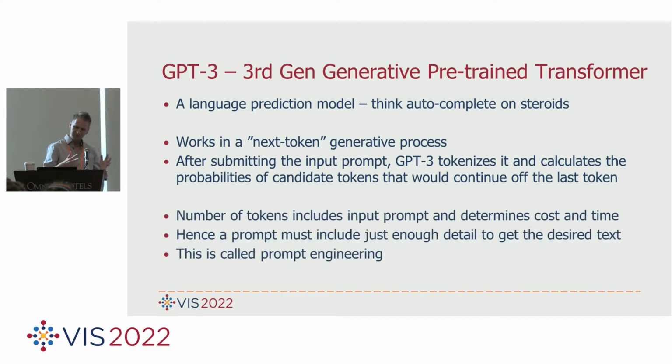The number of tokens that are allowed with GPT-3 covers both the input and what it outputs. So it determines the cost. Actually, you have to pay for this after a while, and it also determines the time it takes to actually get the caption. So you have to be very, very attentive to how much input you actually provide to get the right output. This is called prompt engineering, and it is actually the key task in this.